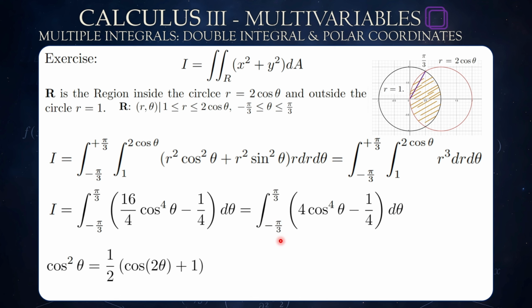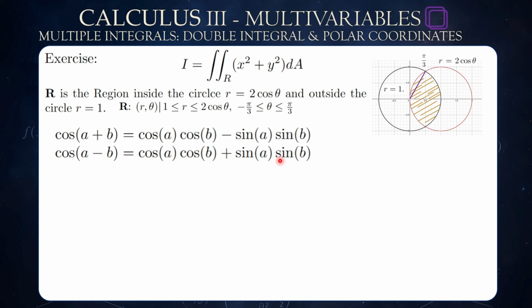Now, mind you that cosine squared theta, in the rules of trigonometry, you can get from it 1/2 times cosine 2 theta plus 1. Why? Because cosine a plus b equals cosine a cosine b minus sine a sine b, and cosine a minus b equals cosine a cosine b plus sine a sine b. We're going to see them again later. Cosine to the power of 4 theta is cosine squared theta times cosine squared theta, which is 1/2 cosine 2 theta plus 1, squared. It gets you 1/4 of cosine squared 2 theta plus 2 cosine 2 theta plus 1.